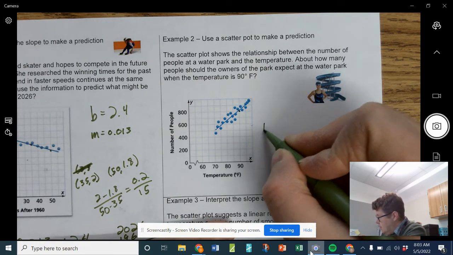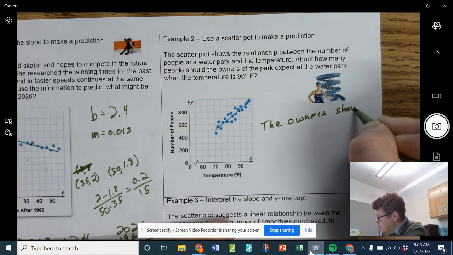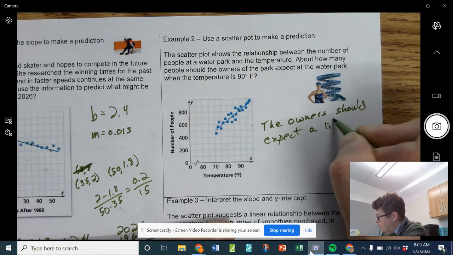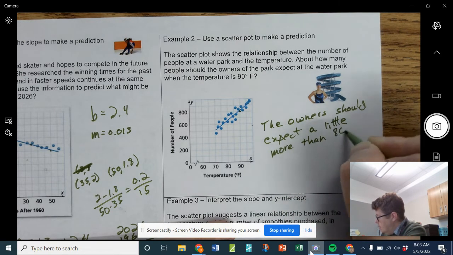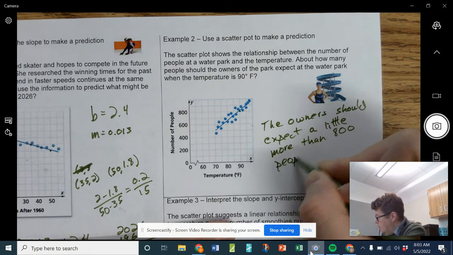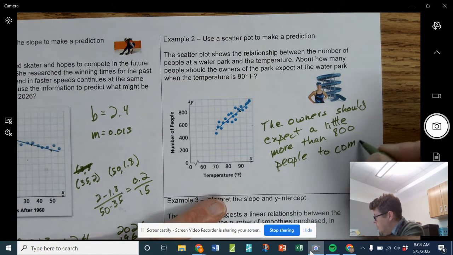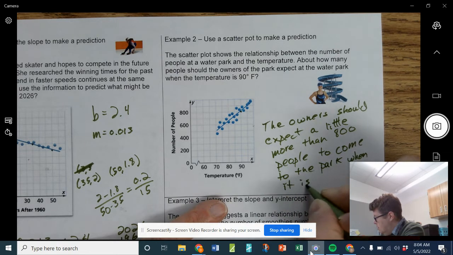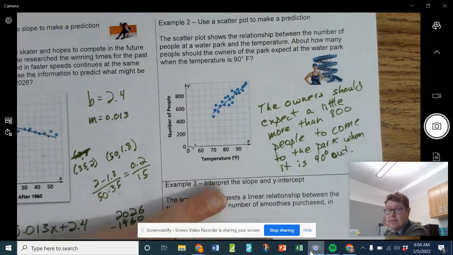The owners should expect a little more than 800 people to come to the water park when it's 90 degrees. Okay, so super easy on that one because you just got to look at the graph.